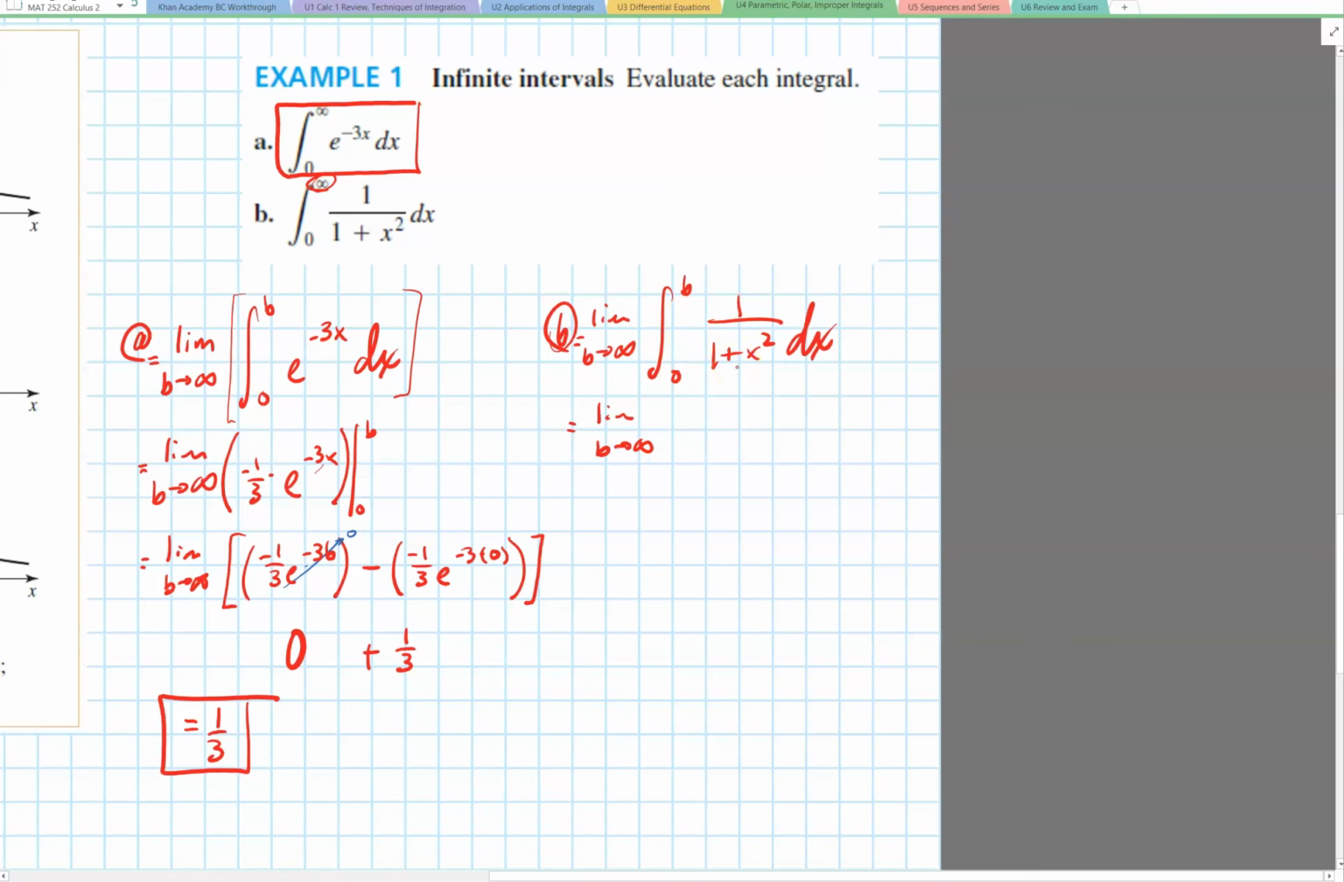Now this looks like it may be a bit intimidating at first, but hopefully you recognize that this is a pattern that we've learned about in Calc 1. And the function whose derivative is 1 over 1 plus x squared is tangent inverse of x. So, since the antiderivative is tangent inverse of x, we will evaluate that at both 0 and b. And the limit as b approaches infinity of this is going to be tangent inverse of b minus tangent inverse of 0.